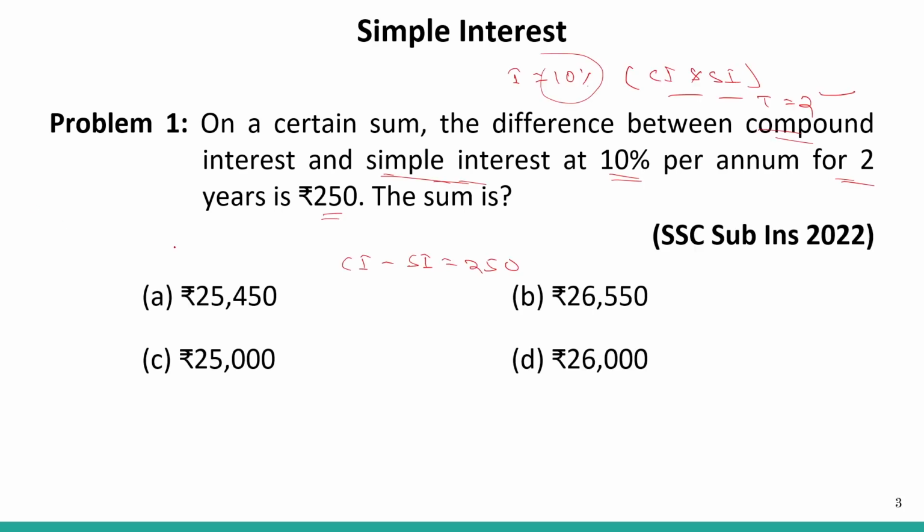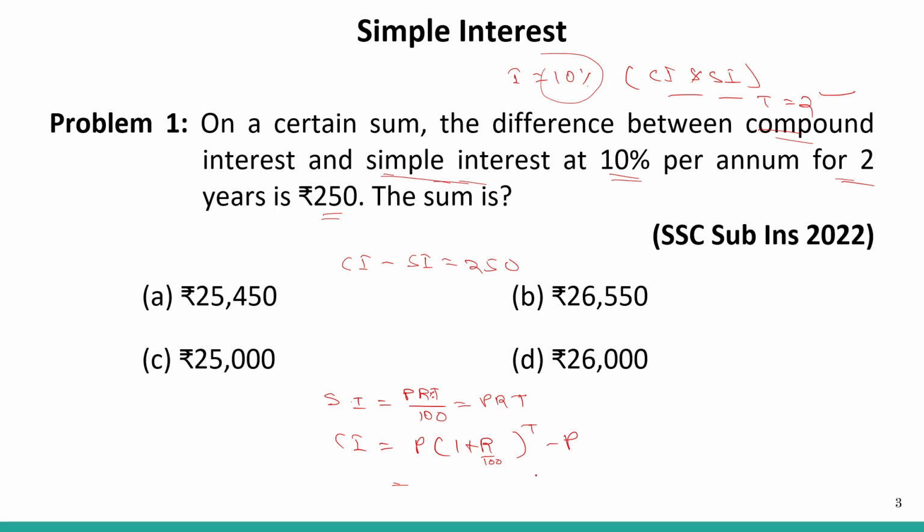What we are given is the difference between CI and SI. The SI formula is PRT by 100, when R is given in percentage form, and CI is equal to P into 1 plus R by 100, whole power T, minus P. In decimal form it will be without the division by 100, so SI is PRT.